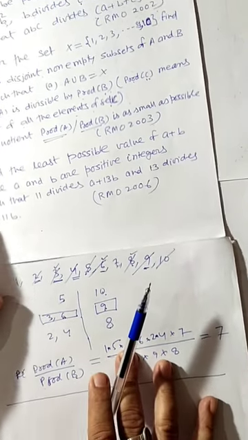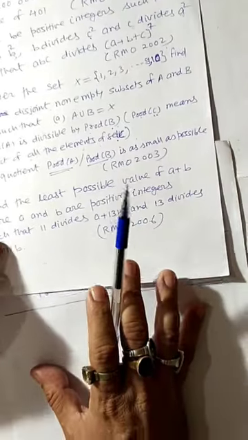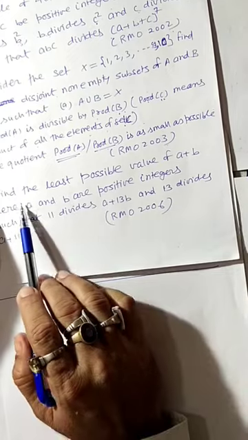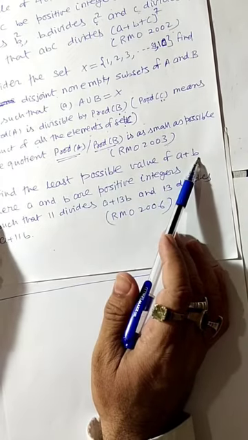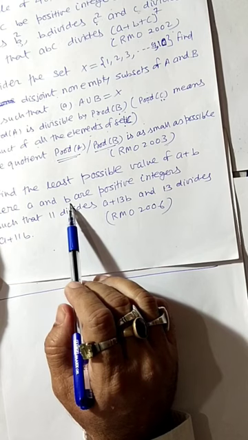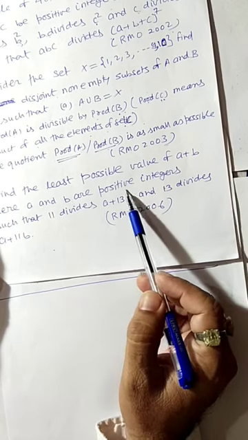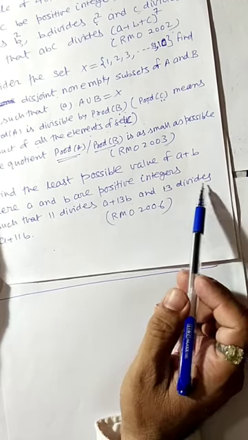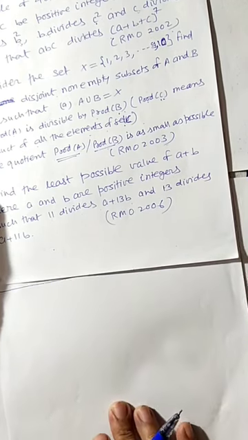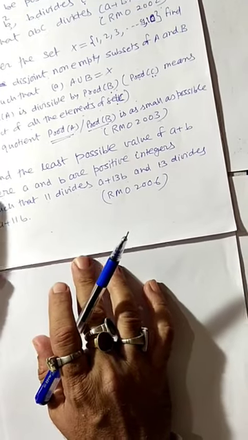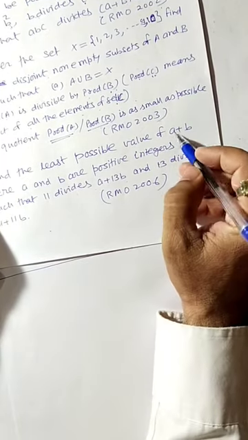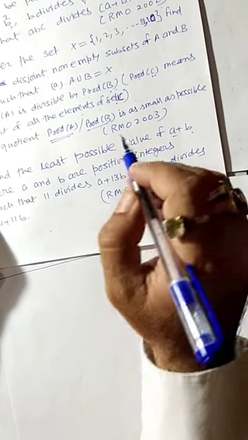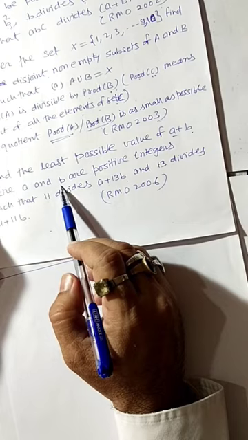Now come to the fourth problem. This is also asked in RMO 2006. What is this problem? Find the least possible value of A plus B, where A and B are positive integers, such that 11 divides A plus 13B and 13 divides A plus 11B. What can we do here? Here we have to find the minimum value of A plus B. A and B are positive integers.